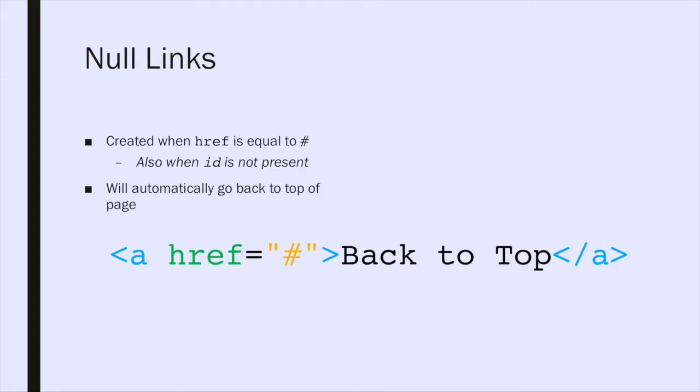Now, if there isn't an ID after the hashtag or the pound sign, this is what's called a null link. This is when an href is basically equal to the pound sign or hashtag. This will automatically go to the top of the page, or if an ID is not present on the page, then the link will take the page automatically back to the top. Again, this is a null link, and it's a good practice for anyone that doesn't have advanced styling on their page. So that way, anyone that's browsing this on a text-based browser can easily click back to top to go straight back to the top of the page.